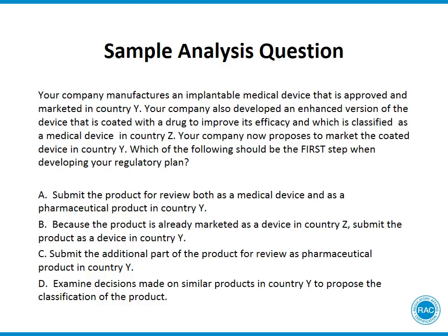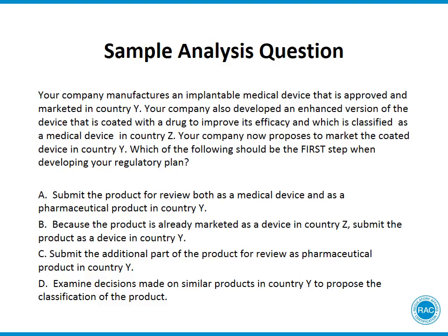Response C indicates that you should submit the drug component of the product for review as a separate pharmaceutical. This response has several limitations. First, you don't have information on whether the drug used for the coating is already approved in country Y. Therefore, submitting it as a standalone drug may not be warranted. Secondly, review of the product will require an assessment of the combined characteristics of its components. So that leaves response D. Response D is the correct response and the most logical first step.